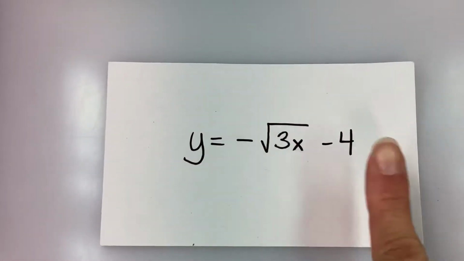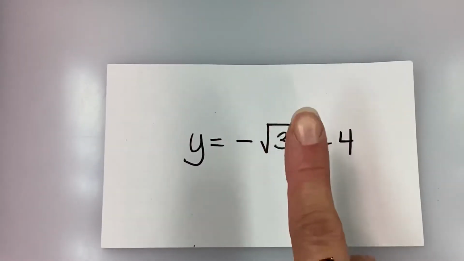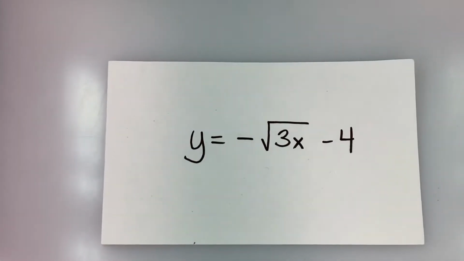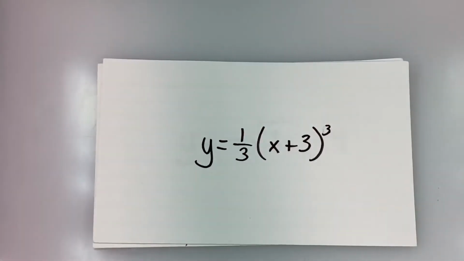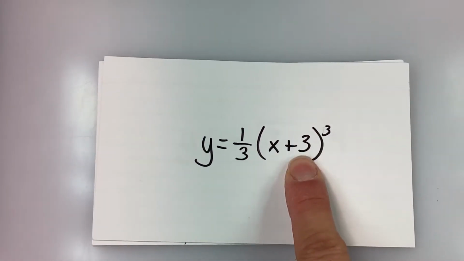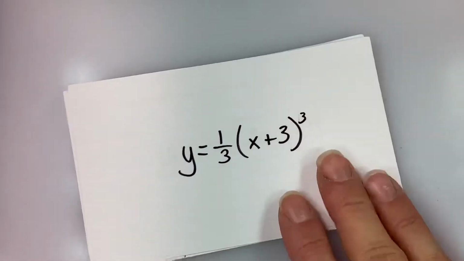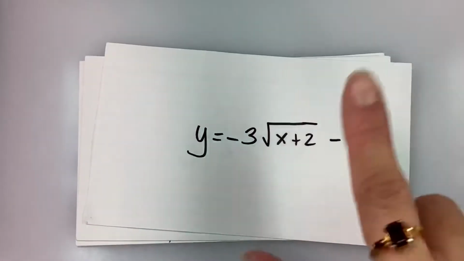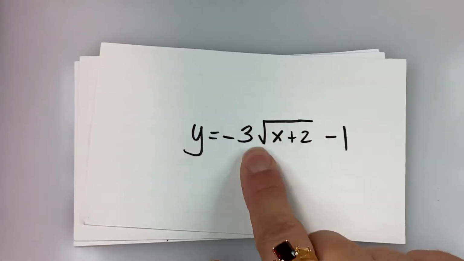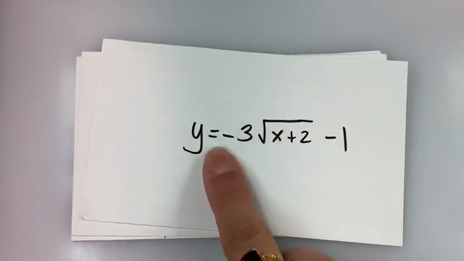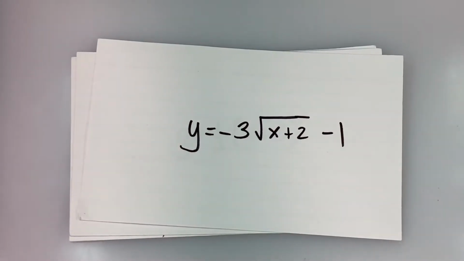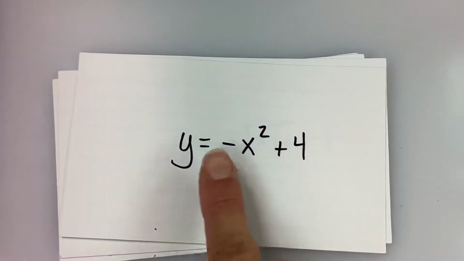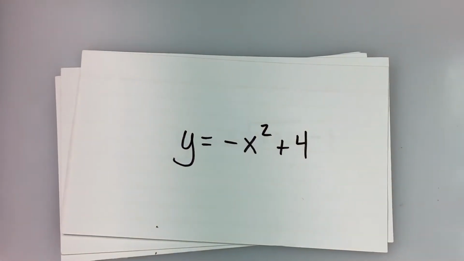So this is a square root function, down 4, and a horizontal shrink by a third, and a vertical reflection over the x-axis. This is a cubic function. This is left 3, and this is a vertical shrink by a third. Another square root function. Down 1, left 2, vertical stretch by 3, vertical reflection over the x-axis. This is a quadratic. Up 4, vertical reflection over the x-axis.